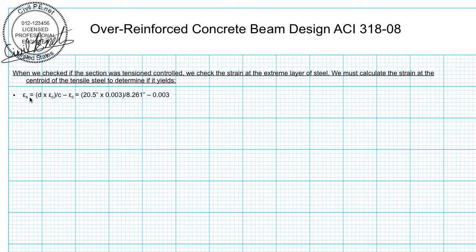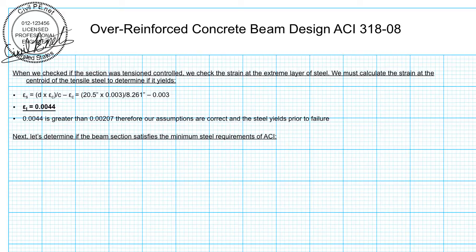And from similar triangles, once again, we know that epsilon sub s equals d times epsilon sub c, all of that divided by c, minus epsilon sub c. So that's equal to 20.5 inches, our d, which is our distance from our extreme compression fiber to the center of our group of steel, times 0.003, which is the strain in our extreme compression fiber, divided by 8.261 inches, which is our calculated c, minus 0.003, and we figure out our epsilon sub s, is equal to 0.0044, which is greater than 0.00207. So our assumptions are correct, and the steel does yield, and we don't need to change our calculations.